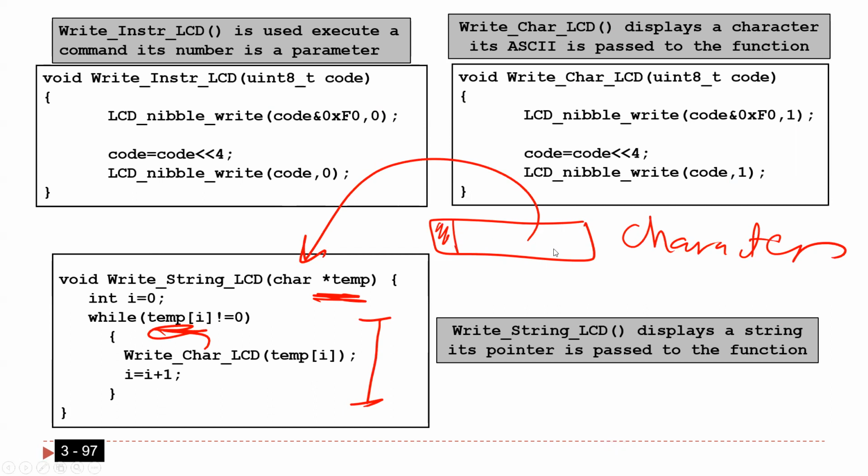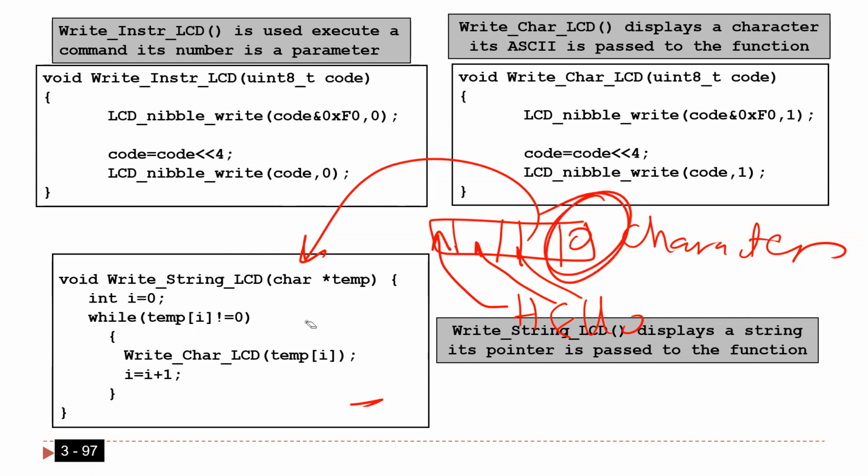So what happens here, for example, if you have hello: the ASCII of H is going to be here, the ASCII of E is here, the ASCII of L is here, and so on. So what I'm going to do here, as you see, is take them one by one until I find a delimiter, which is 0. As you see here, that's exactly what I did.